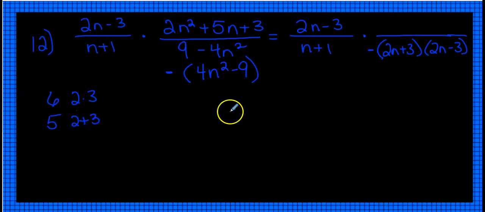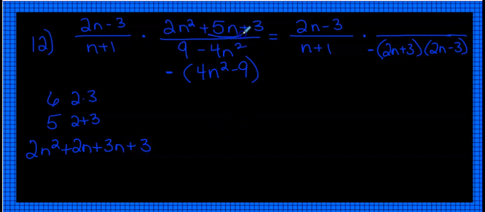Now, the next thing I need to do, I can't go ahead and factor this yet. I have to rewrite this and split the middle term. So I'm going to do that down here, 2n squared plus 2n plus 3n plus 3. So what I did was instead of writing 5n, I changed it to 2n plus 3n. So this expression actually equals this expression. I didn't change the value of it or anything. I just rewrote the 5n as this 2n plus 3n.